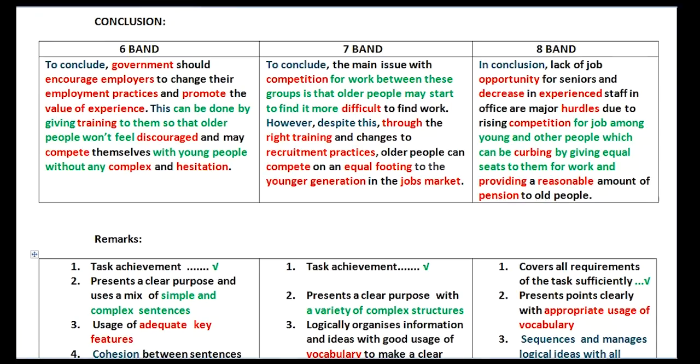Here you will see I have used a variety of key features like encourage employers, employment practices, promote the value of experience, discourage, compete, complex, hesitation, competition, difficult, through the right training, recruitment practices. See, in the 7 band essay, I have changed the words employment practices to recruitment practices. Then I have written equal footing, younger generation, jobs market, and for the 8 band essay, I have used opportunity for seniors, decrease in experienced staff, hurdles, rising competition, curbing, by giving equal seats to both groups of people so that we can avoid these kinds of problems.